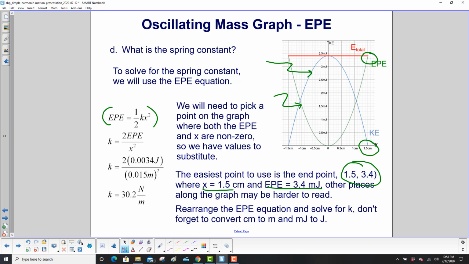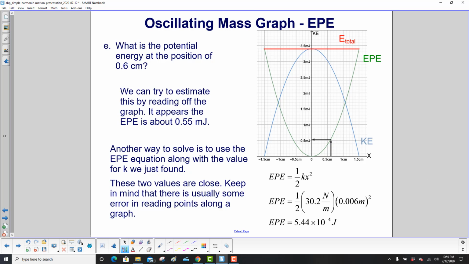And of course, you could have picked any other point on these two graphs, but it'd be a little harder to see. So we isolate this equation for K by multiplying both sides by 2 over X squared. We then put in our values, and of course, convert millijoules to joules and centimeters to meters. Centimeters to meters, you move the decimal point 2 to the left. Millijoules to joules, move the decimal point 3 to the left. Carry out the math, and you get 30.2 newtons per meter.